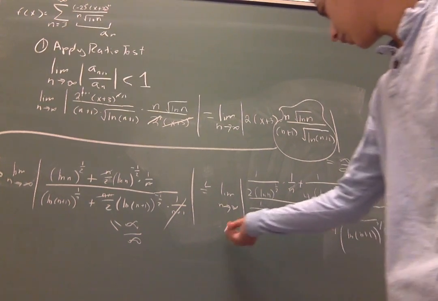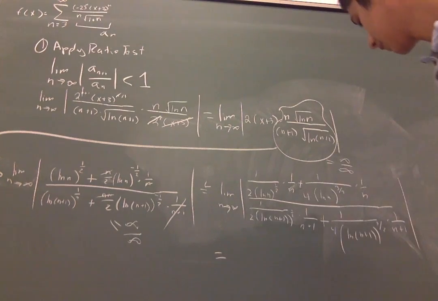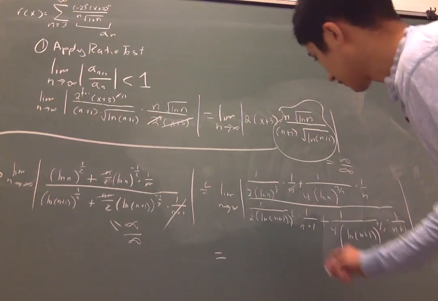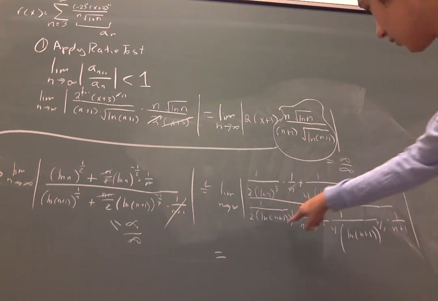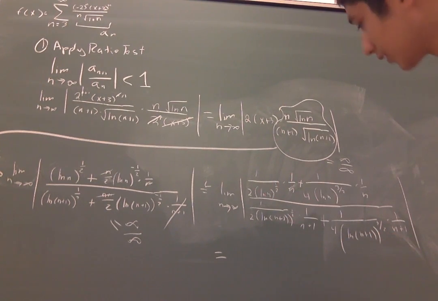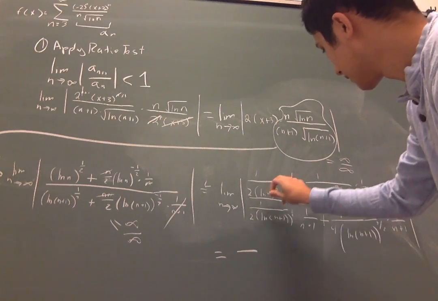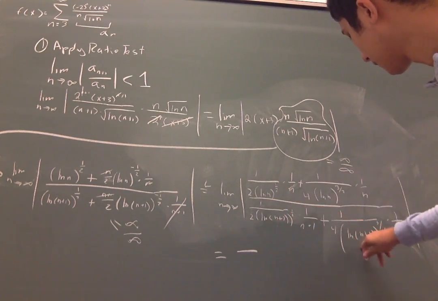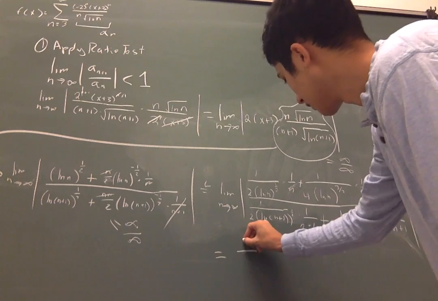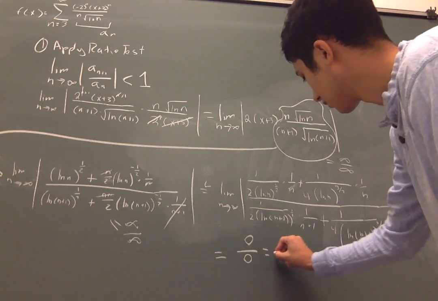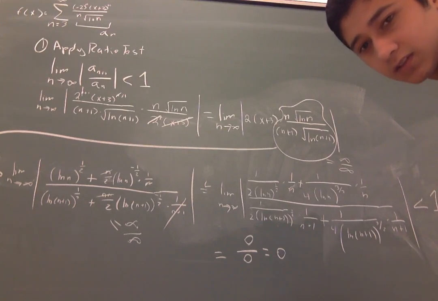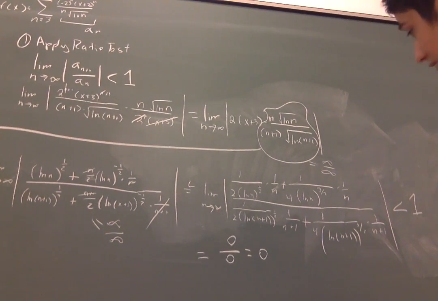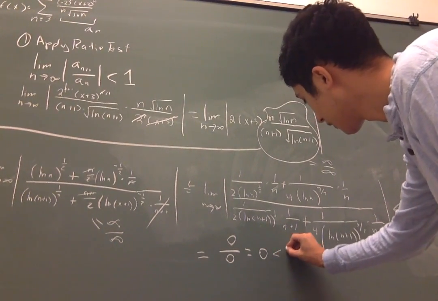And so this limit gives us, okay, since all of the n terms are on the bottom for each term, then we'll just get 0, which is just equal to 0. And all of this has to be less than 1 according to the ratio test, so it has to be less than 1.